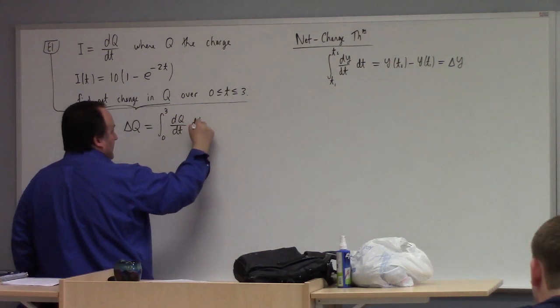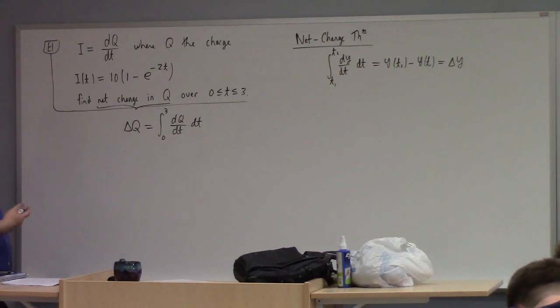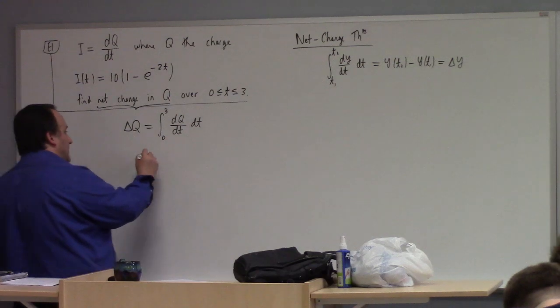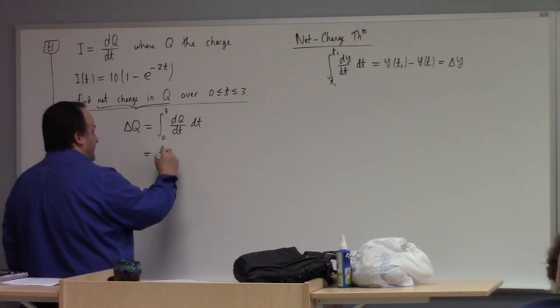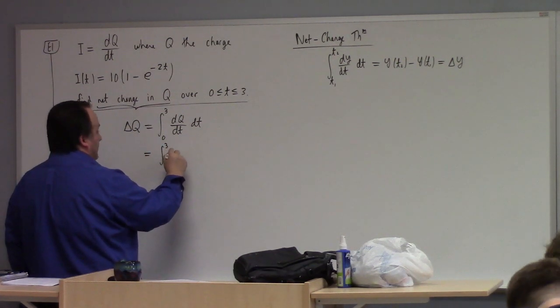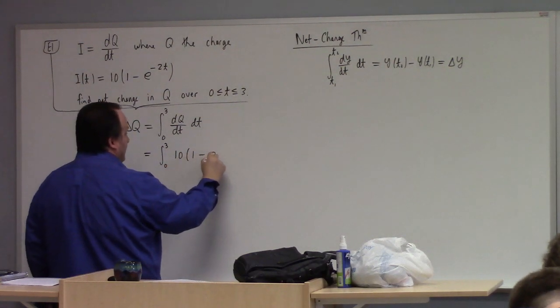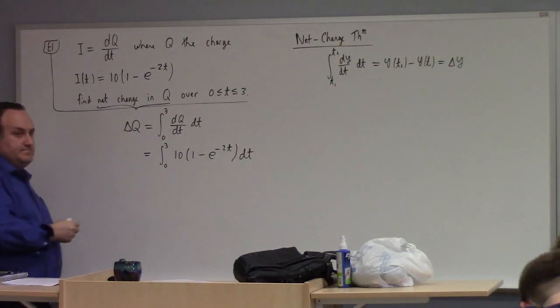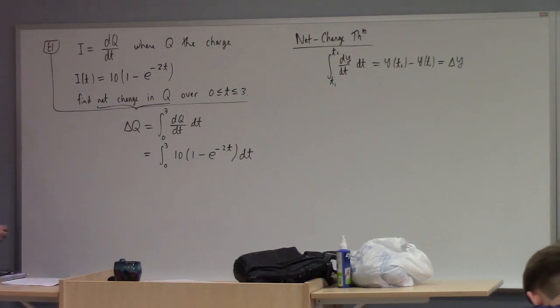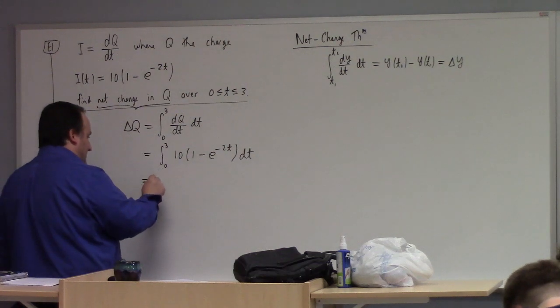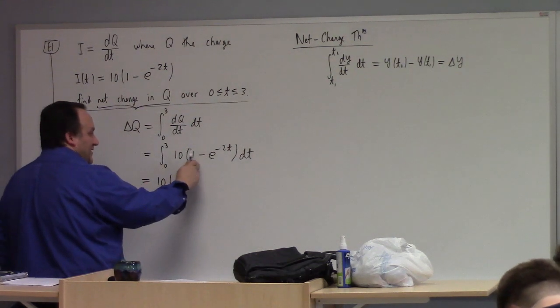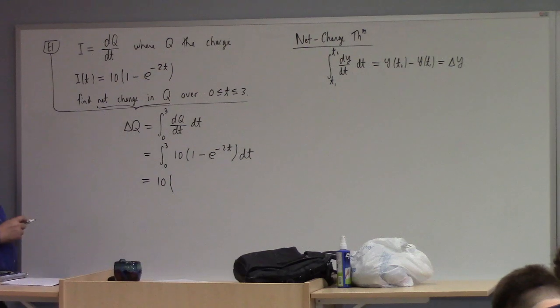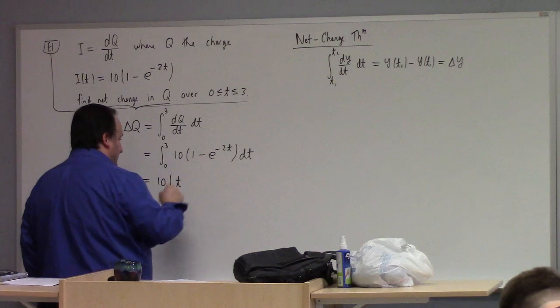But dq/dt has a special name. dq/dt is what's called the current. And so I have to just integrate from 0 to 3 of 10 times (1 minus e to the minus 2t) dt. Can you guys tell me how to integrate that? I'll do the easy part. I'll pull the 10 out. What's the antiderivative of 1 minus e to the minus 2t? I'll do the 1: t. I took it from you. Now you've got to do the other part.